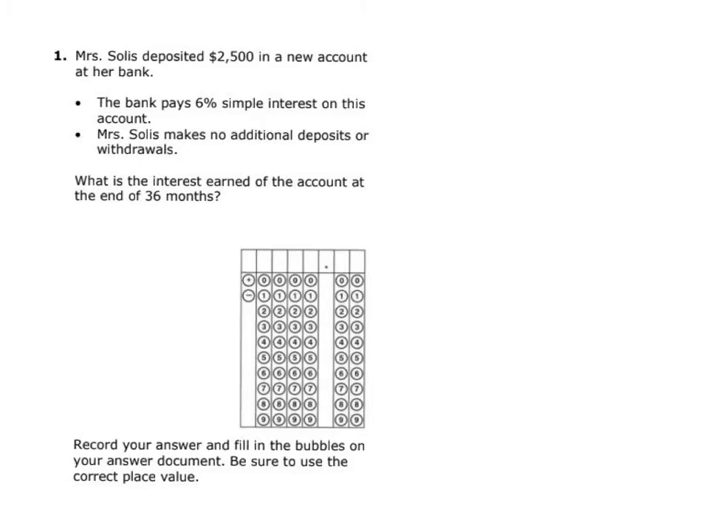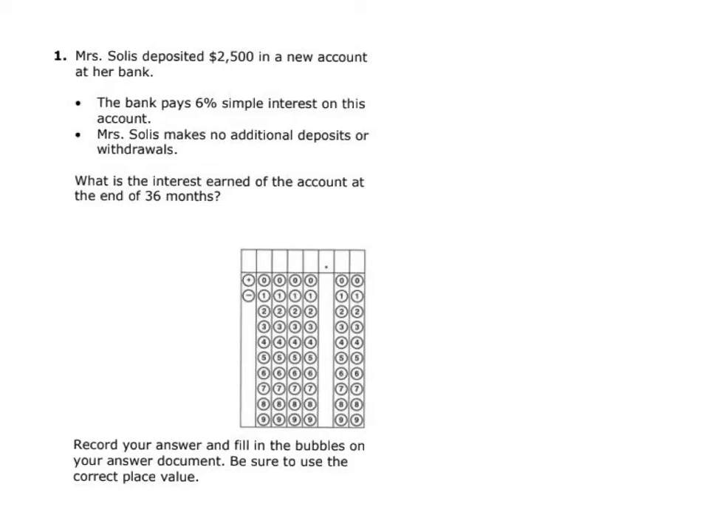It says Mrs. Solis deposited $2,500 in a new account at her bank. The bank pays 6% simple interest on this account. Mrs. Solis makes no additional deposits or withdrawals. What is the interest earned on the account at the end of 36 months? So we do need to record this in the gridable here.